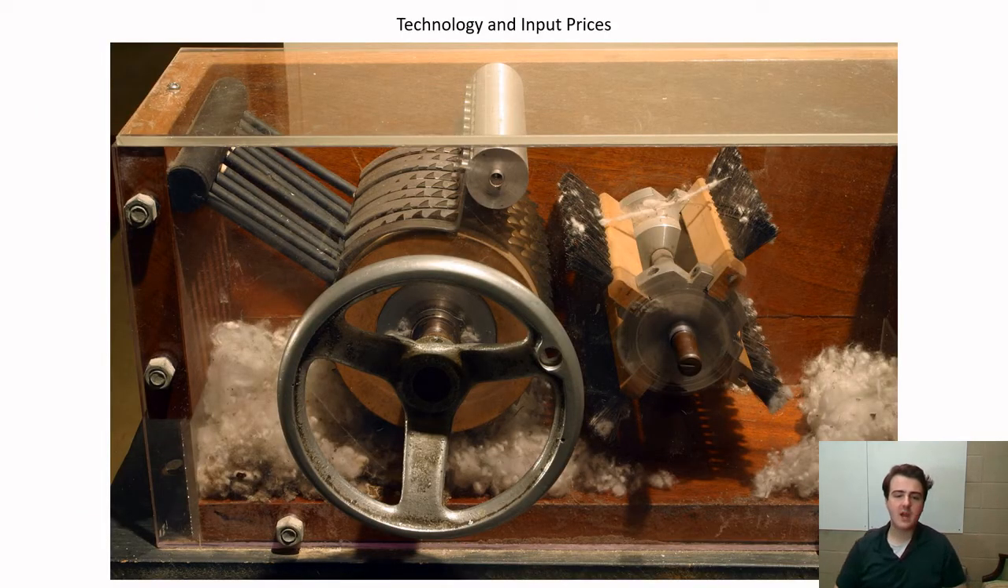So here I've got a picture of a very old machine. Anybody know what this is? No? It's a cotton gin. Well, I think a cotton gin is a great example of a change in input prices. So in the late 1700s, Eli Whitney comes up with this new machine, the cotton gin, and this makes it much, much easier to produce cotton. Well, no surprise, we're going to have a rightward shift in the cotton market, right? We're able to make more at every price. It's much cheaper to produce cotton.